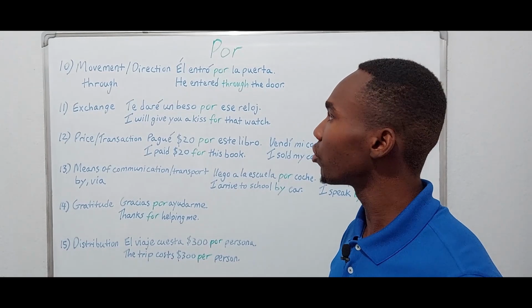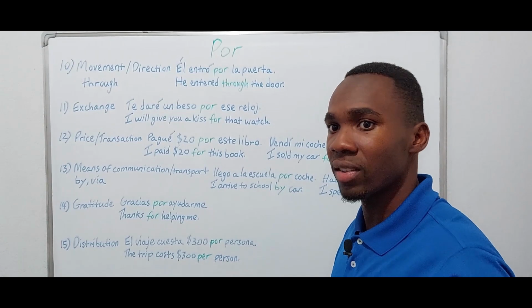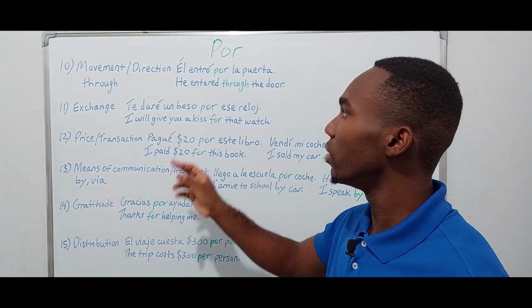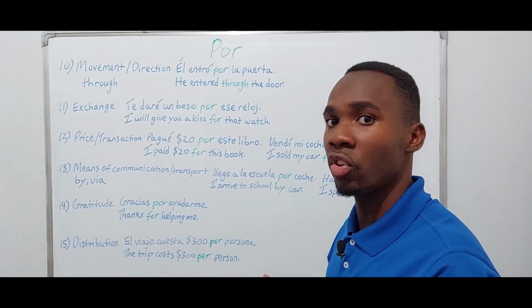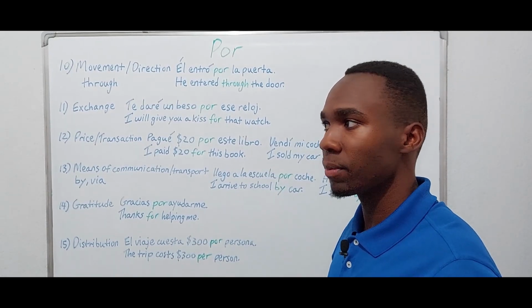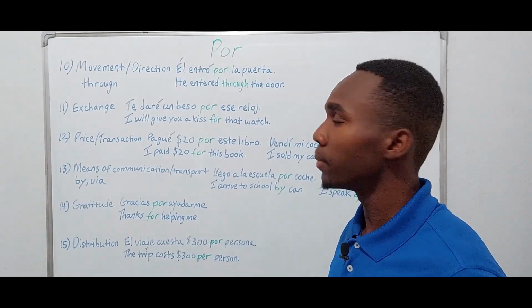So when we want to describe the direction that something came from or something is going, we would say por, which means through. So anytime we want to express the direction of through or movement, we use por.